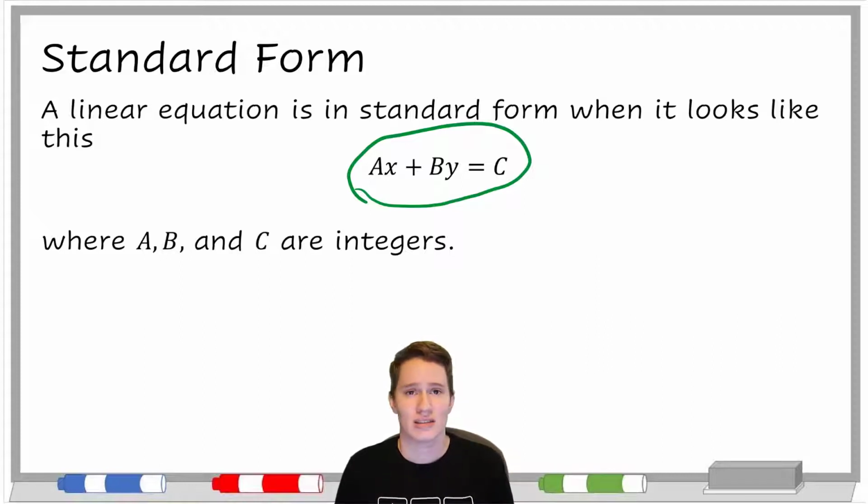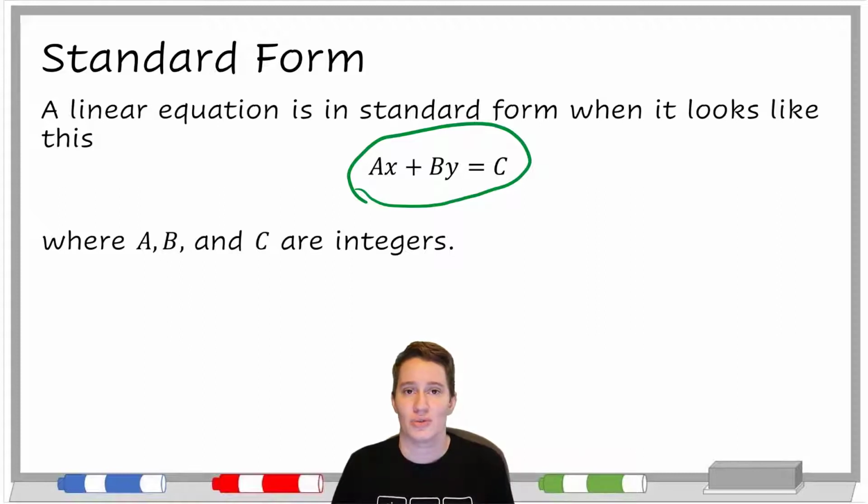Any of them could be 0, but not all of them could be 0 or we wouldn't have an actual equation. But they're integers, so we aren't going to see any fractions in standard form, which is kind of nice. We're just going to see a number in front of x, a number in front of y, and a number on the other side. The other thing that makes it standard form is that we put it in alphabetical order, so we put x before y.